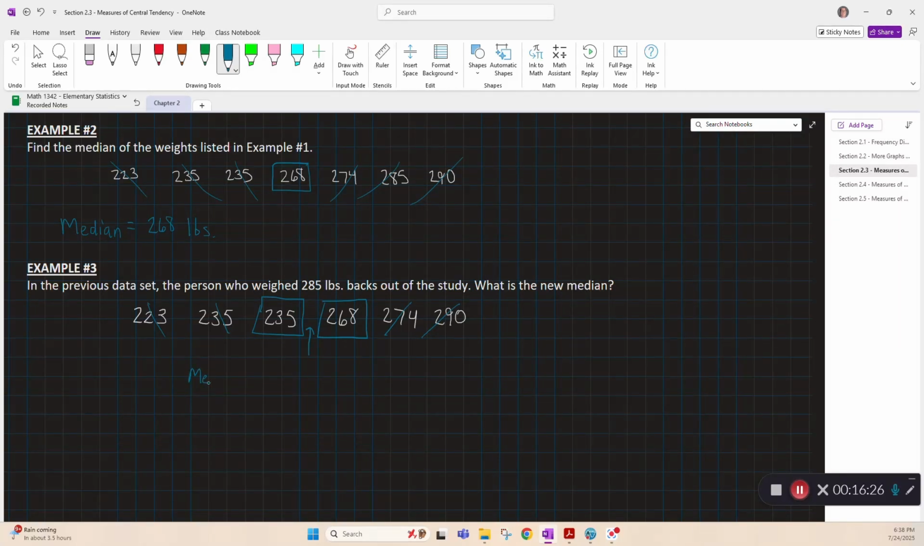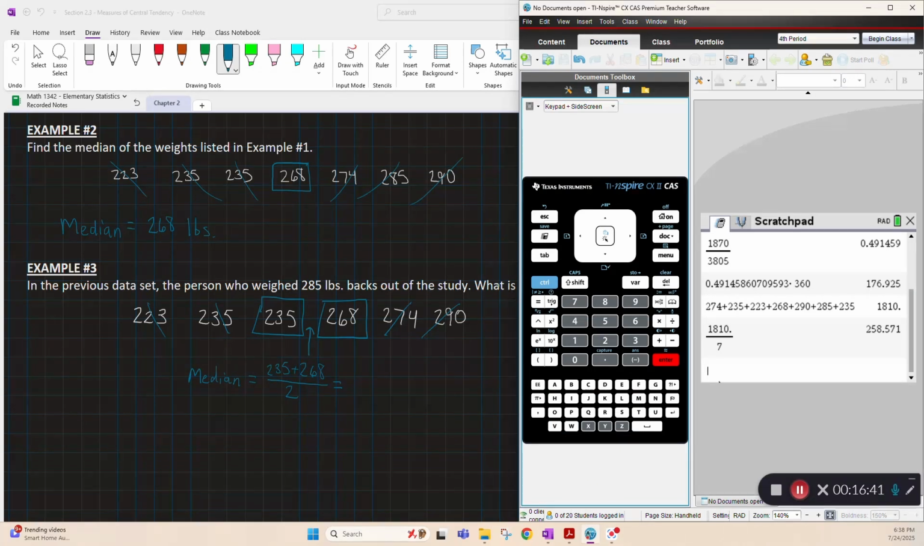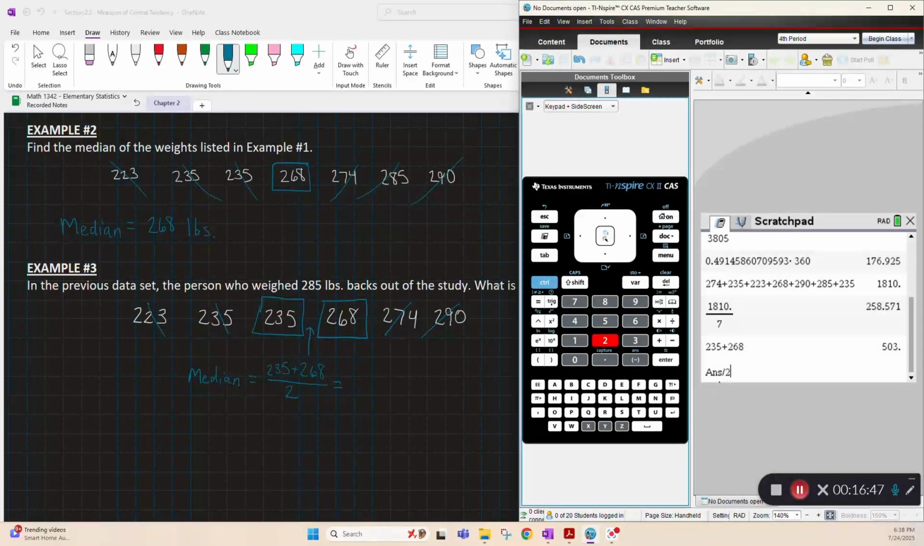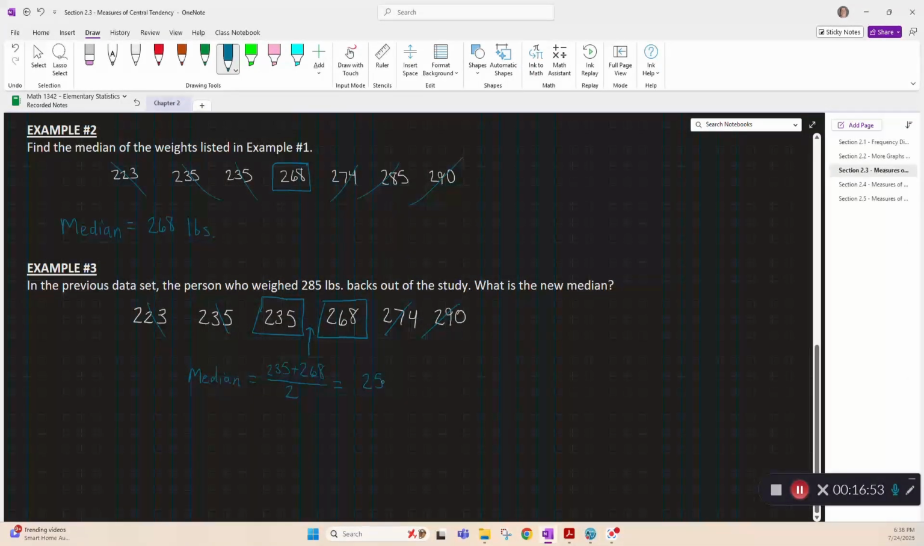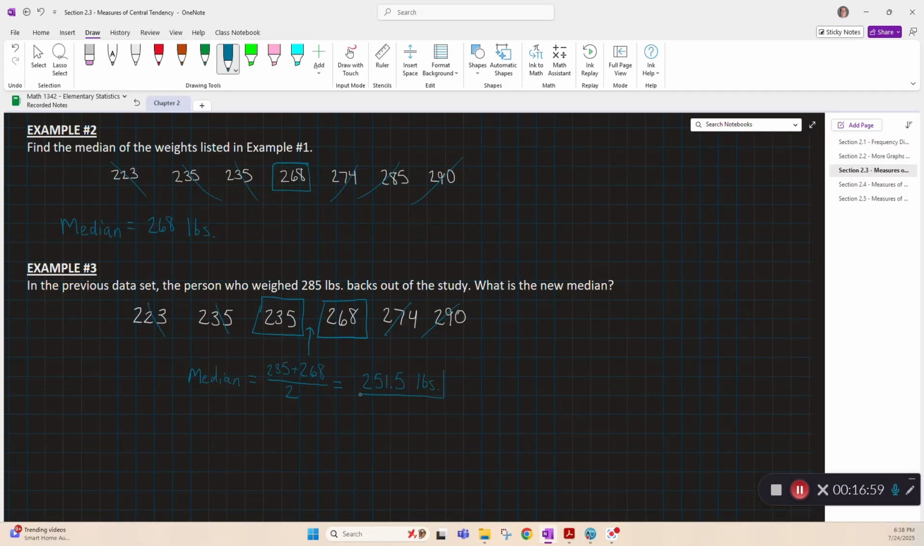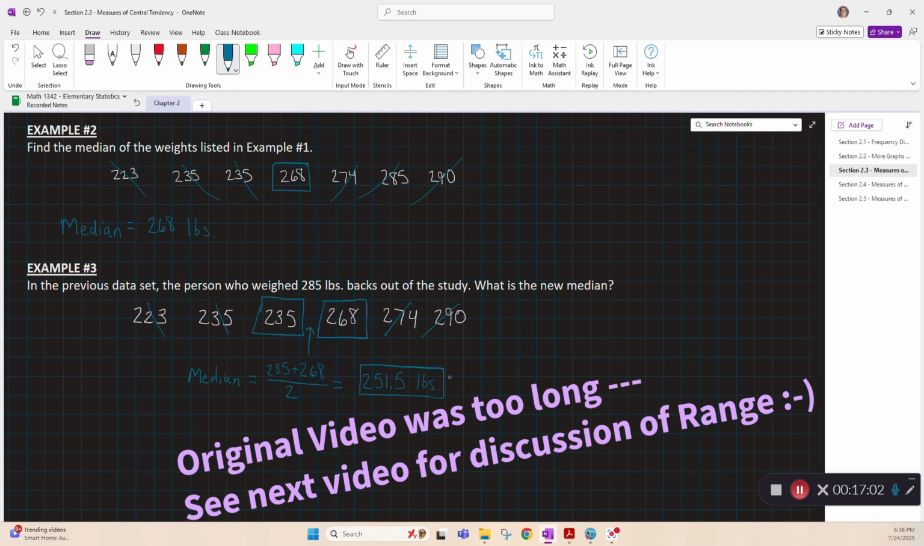So the median was equal to the average of those. So 235 plus 268 divided by 2. Okay? 235 plus 268 divided by 2, 251.5 pounds. 251.5 pounds. That's my new median. Okay. So that's how we do it with an even number of entries.